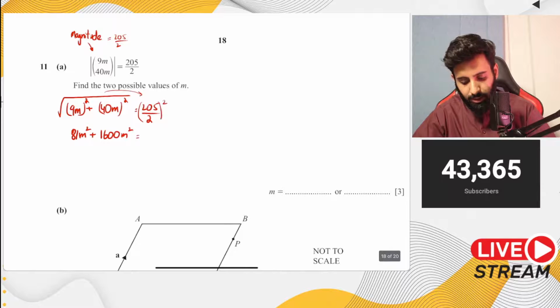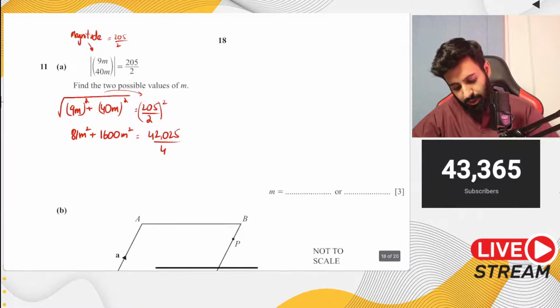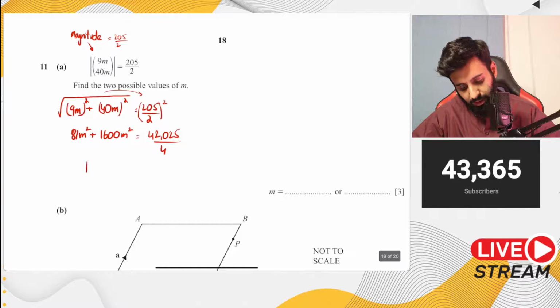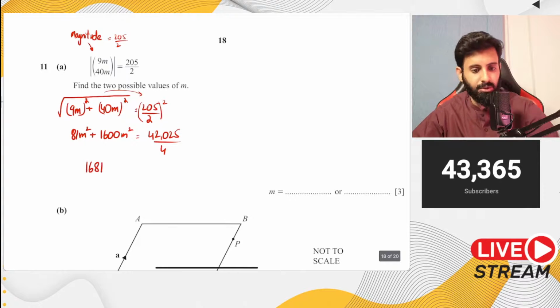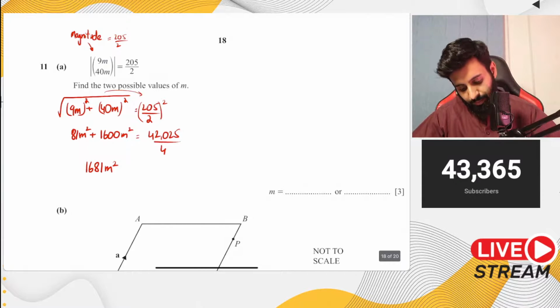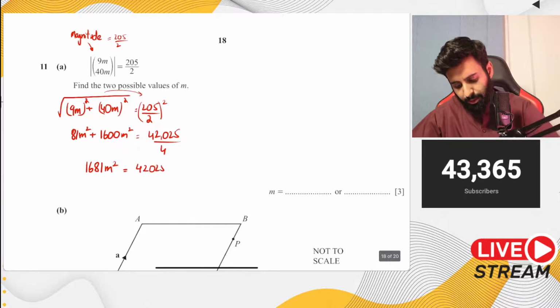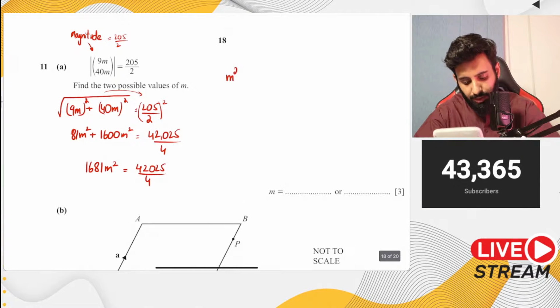So (205 divided by 2) squared is equal to 42,025 upon 4. It's a weird value. Okay, so 1600 plus 81 is 1681m squared. So 1681m squared is equal to 42,025 upon 4. From this point onwards, just use your calculator. So divide this by 1681.